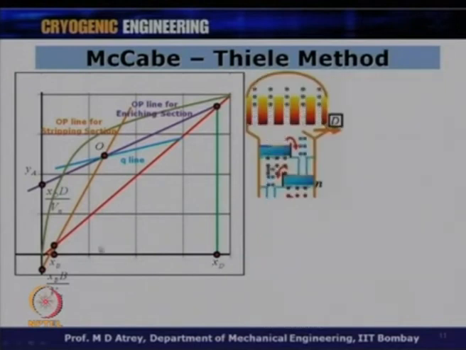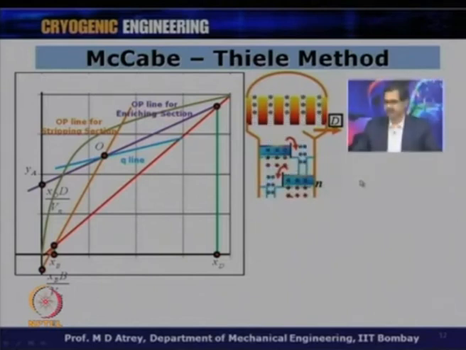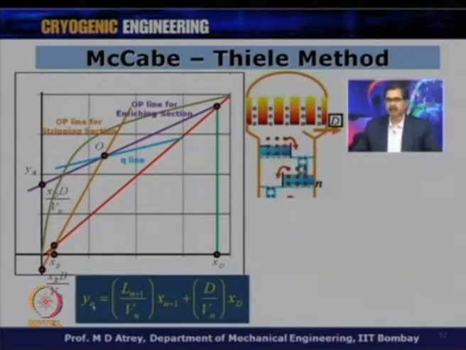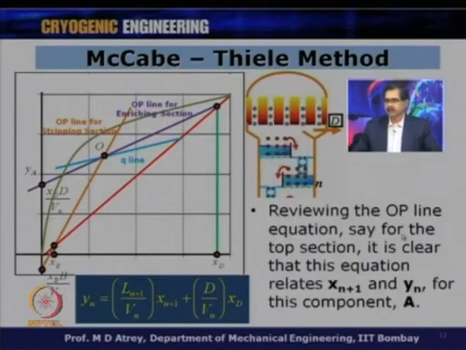So, let us now see all these things, all the graphical representation with respect to the column. We are just showing you the top of the column where D is taken out, where condensate is taken out, and we have some plates over there, and let us concentrate on the nth plate. For this nth plate, we have a relationship between Yn and Xn plus 1. So, Yn is equal to Ln plus 1 by Vn, Xn plus 1 plus D by Vn into Xd. This is a relationship which is valid, and it relates Yn and Xn plus 1. Reviewing the operating line equation, say for the top section, it is clear that this equation relates Xn plus 1 and Yn for this component A. Alright. This is what I just said.